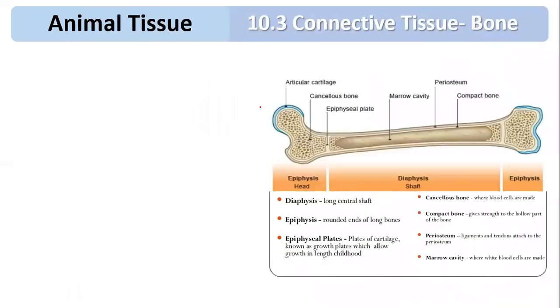So if you observe, this is a long bone that is present in your limb, and this long bone has two components. The end of the bone is called epiphysis. The middle portion is called diaphysis. Now that end of the bone is surrounded by a cartilage, called articular cartilage or hyaline cartilage. So the part located toward the end is called epiphysis, and the part located in the center is called diaphysis.